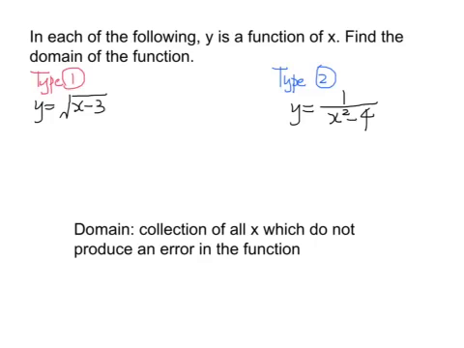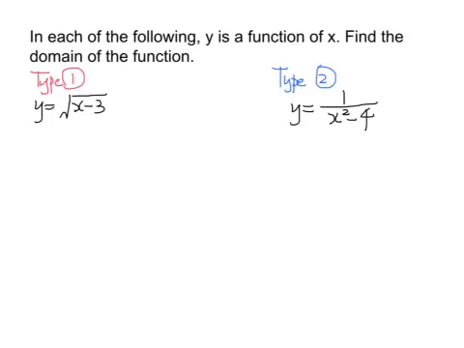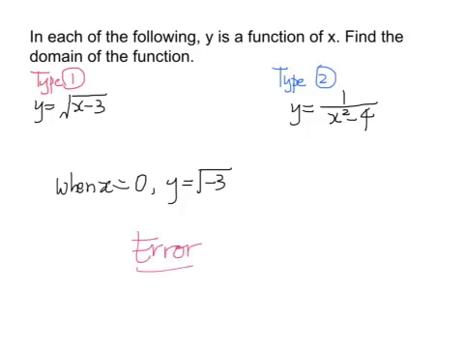What does that mean? For example, when x equals 0, your y will be equal to the square root of -3. Now we're just talking about real numbers, there's no imaginary number. So if you put the square root of -3 onto your calculator, this will only give you an error, right? So we don't like that.